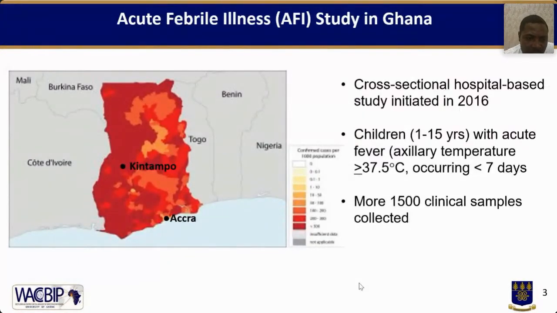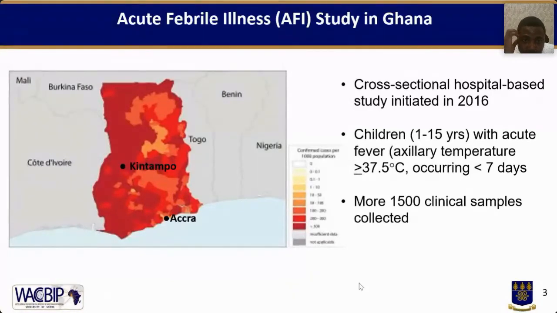Kintampo is a high transmission zone for malaria, with about 300 bites per person per year. And Accra is a low transmission zone for malaria, with an effective biting rate for mosquitoes of around 50 or less. So we collected samples from children between 1 and 15 years who came and presented with acute fever to the hospital. By acute fever, we mean a temperature of 37 or 38 and above, with the condition occurring for less than 7 days. We collected more than 1,500 clinical samples from these two areas.